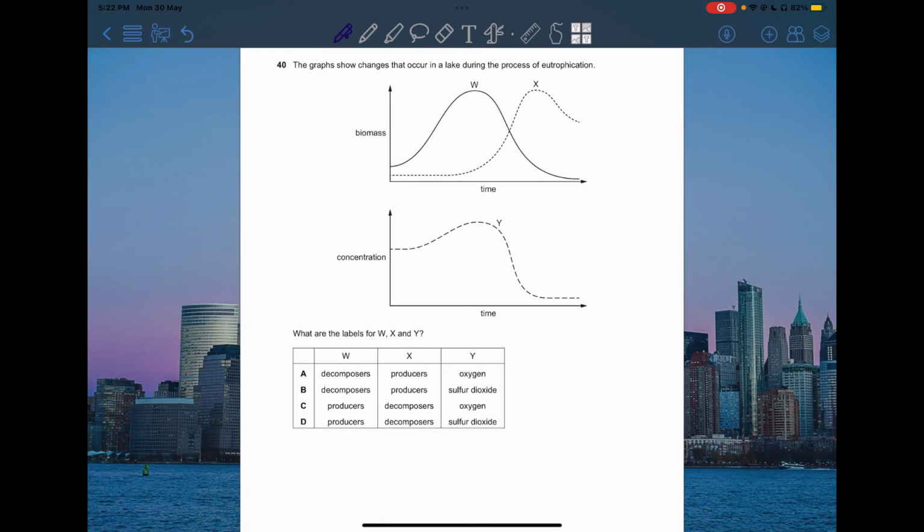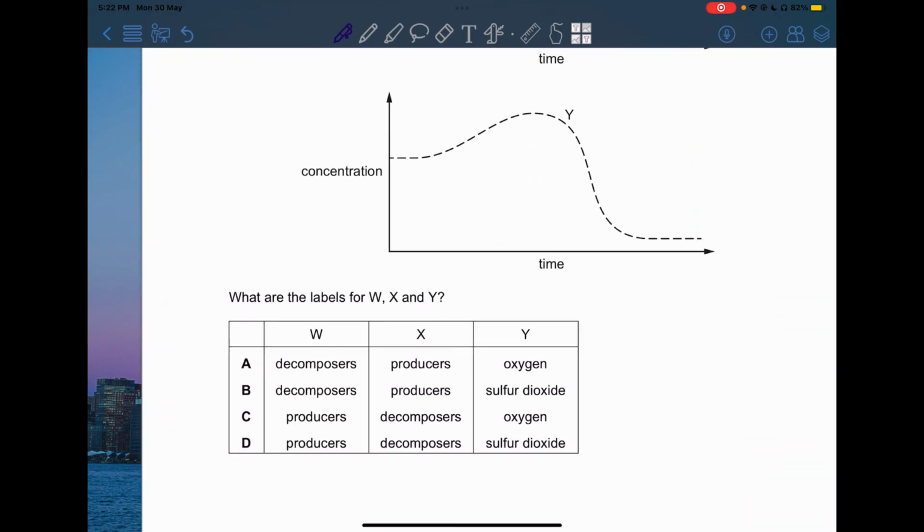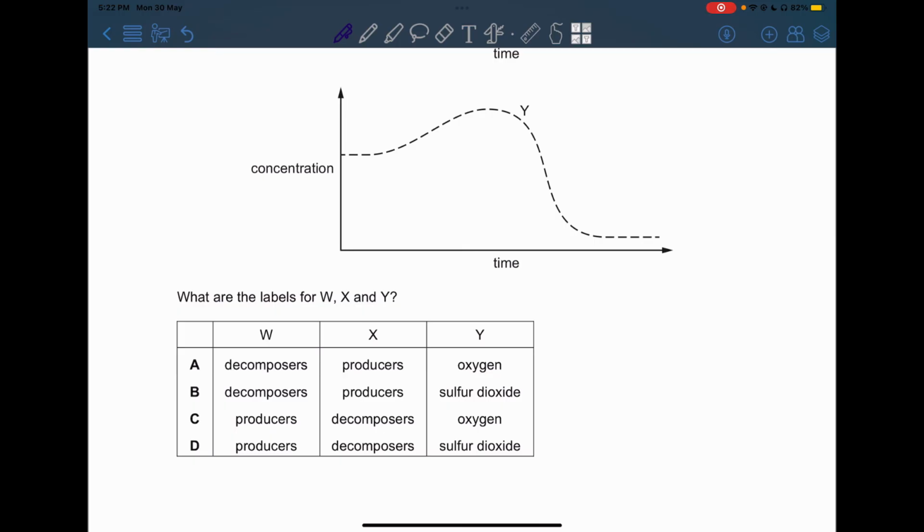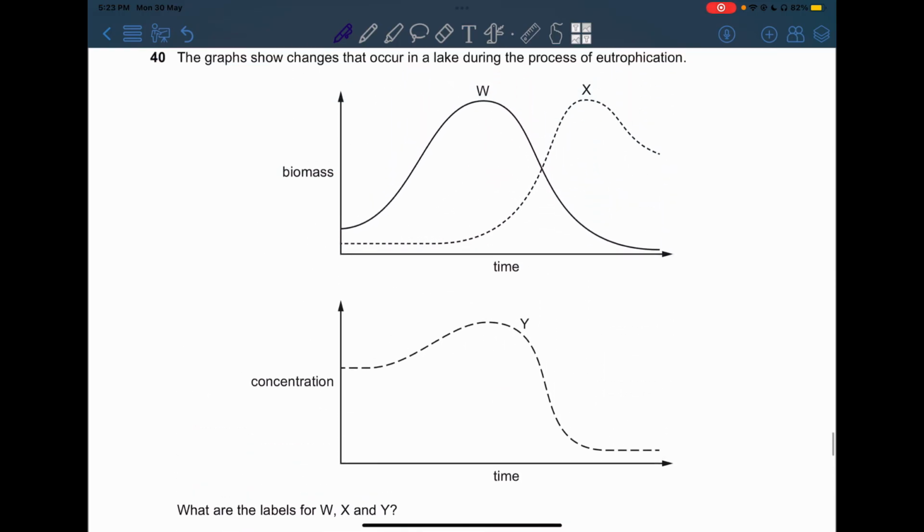On number 40, the graph shows changes that occur in a lake during the process of eutrophication, which we all know is caused by the overuse of fertilizers by the farmers. What are the labels for W, X, and Y? Now we know that W is actually the producers because, as you can see here, they were increasing, and over here the concentration of oxygen was also increasing, and when they decreased, number X, which we can identify now as the decomposers, increased, because when the plant's producers decrease, the decomposers that will decompose them will increase.